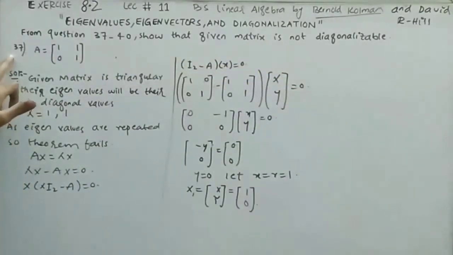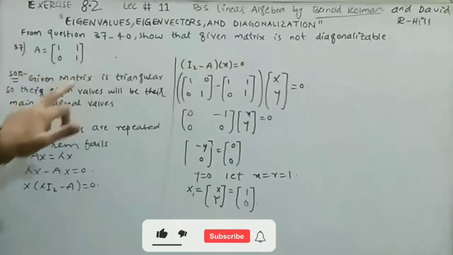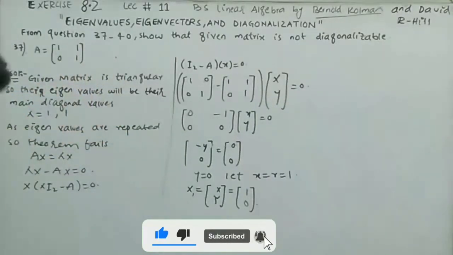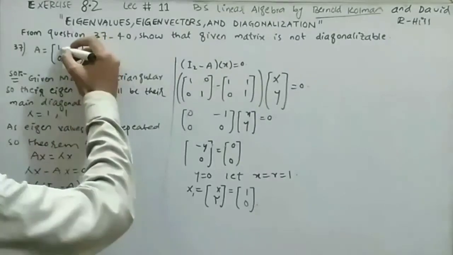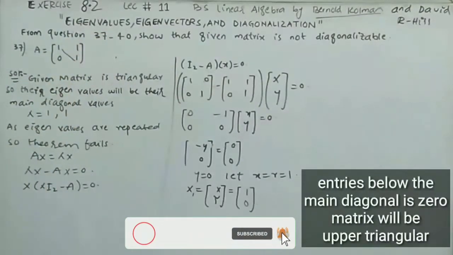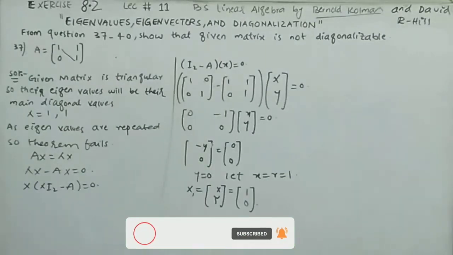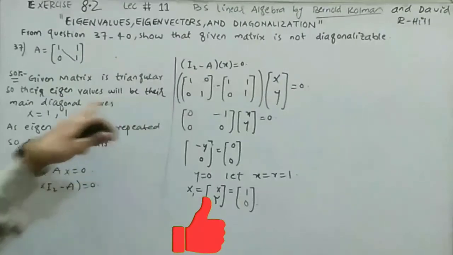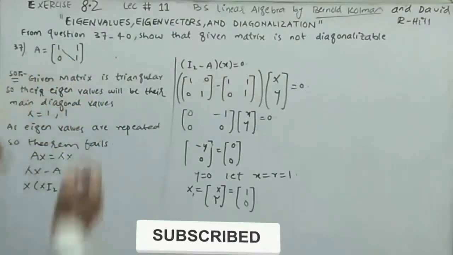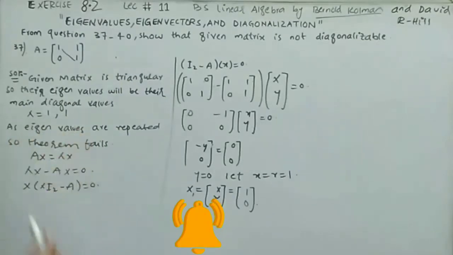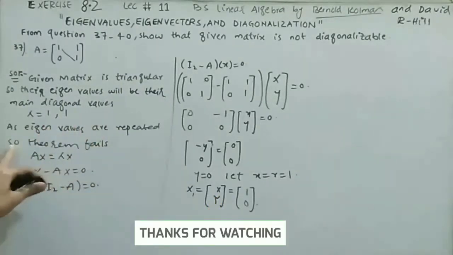So move toward question number 37. A is equal to 1 1 0 1. Move to solution. The given matrix is a triangular matrix. Remember, when the entry below the main diagonal is 0, it means the given matrix is upper triangular. When the matrix is either upper triangular or lower triangular, its eigenvalues will be its main diagonal values. In this case, the main diagonal values are 1 1, so the eigenvalues are 1 1. As the eigenvalues are repeated over here, the theorem fails.